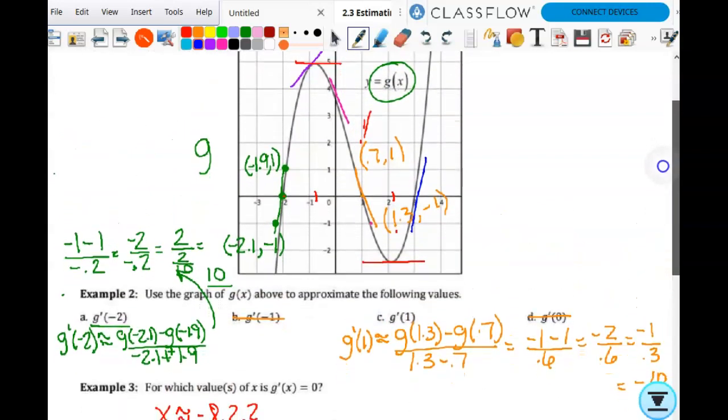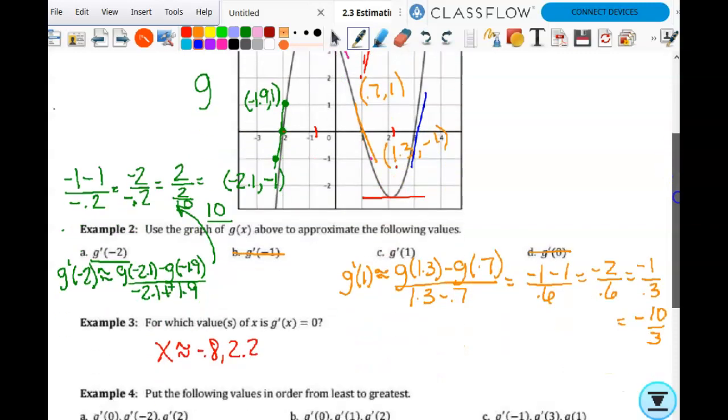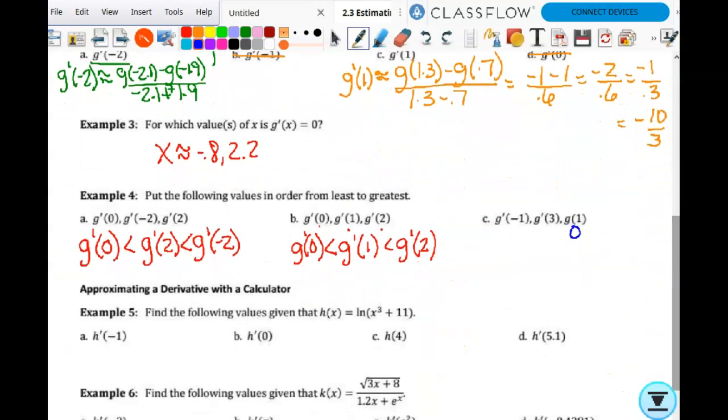Which one is steeper? Which one's a bigger number, my purple or my blue? My blue. And since they're both positive, which one of these things come first? G of 1. So we'd have G, plain old G of 1, because that's 0. Then G prime of negative 1. And then G prime of 3. Do we agree with that? Good catch on the G thing.